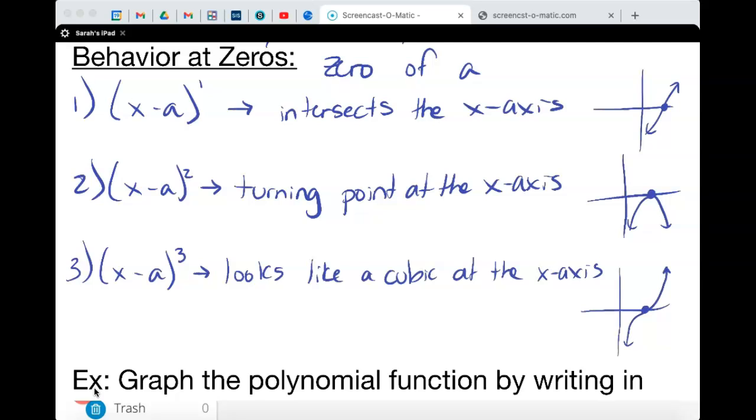I don't know what happens if it's a fourth power. I'm assuming it's probably a turning point. Again, if it's a fifth power, it'll definitely be intersected. I don't know what it would look like. But even powers will turn around. Odd powers will go straight through. Depends on what it would look like, though.